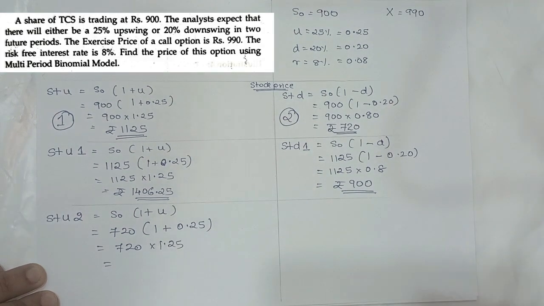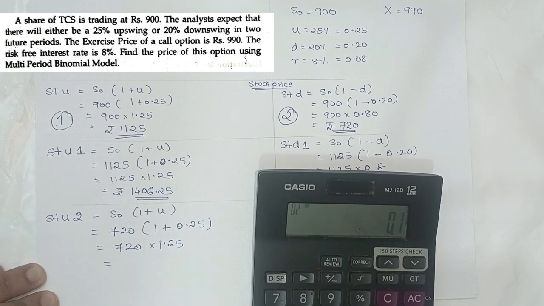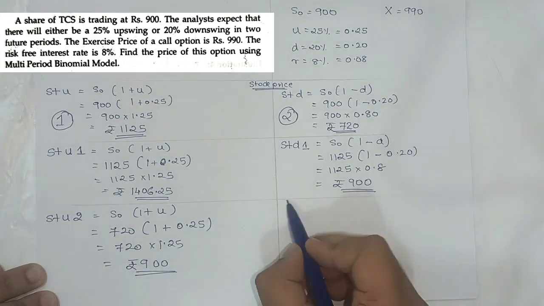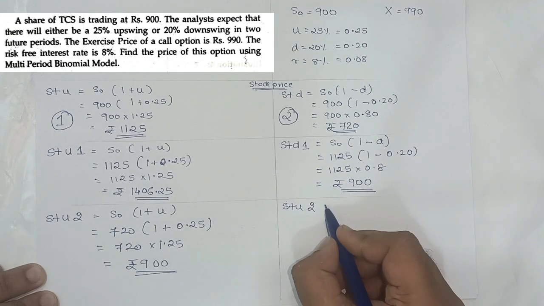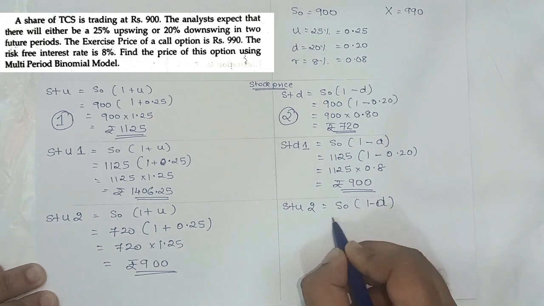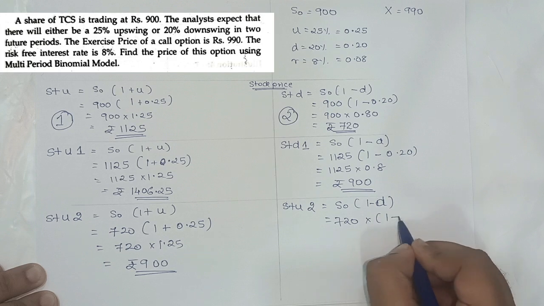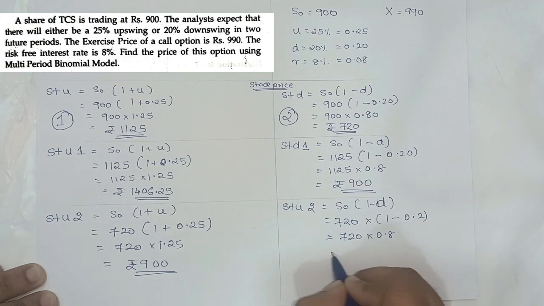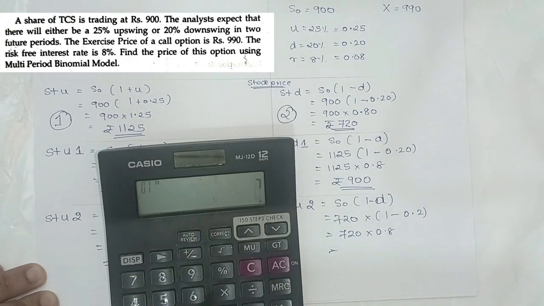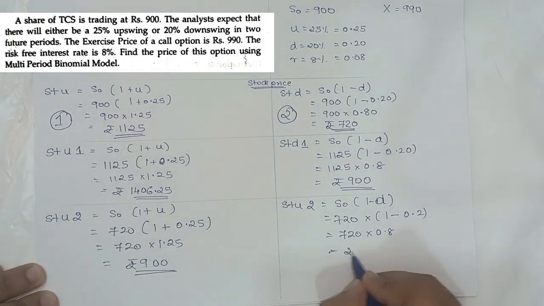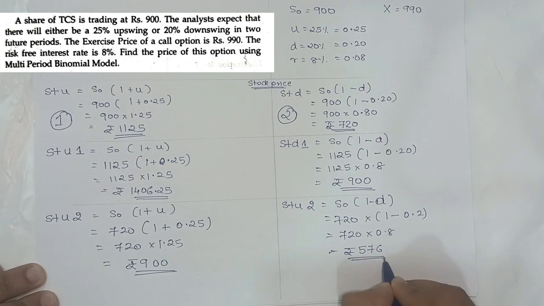When you multiply 720 into 1.25, it comes to rupees 900. Same way, for STU second part, 720 will again be the base, but it will be 1 minus D. So that will be 720 into 1 minus 0.2, which is 720 into 0.8. On the calculator, 720 into 0.8 becomes rupees 576.